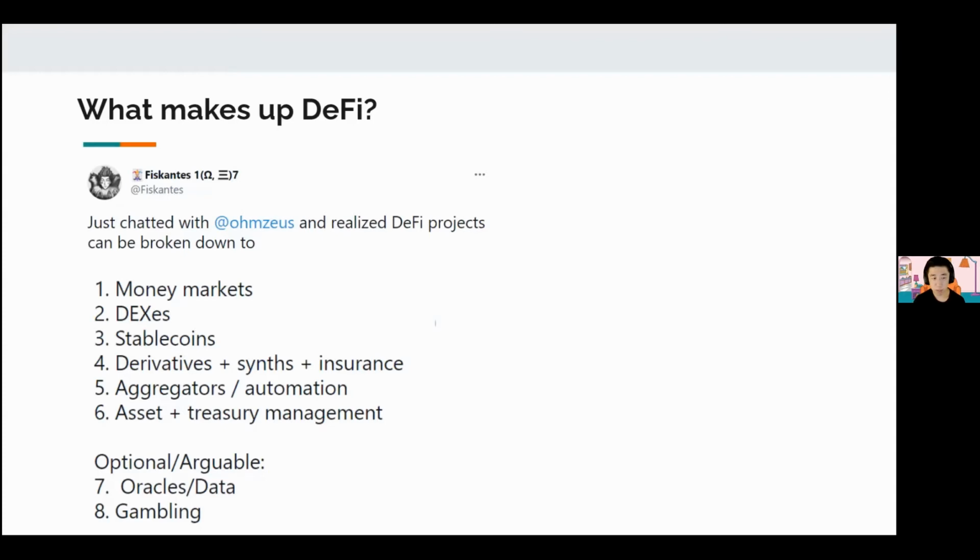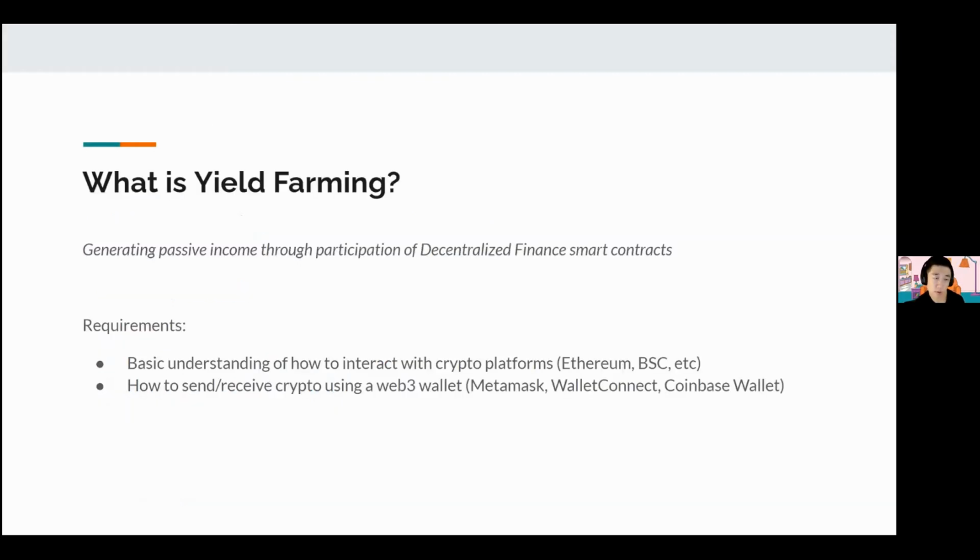And on number 8, there's a lot of gambling. People call it Ponzi-nomics, where you invest in certain coins and they don't really have a purpose of going up or going down. Those are the brief summary of the 8 categories within DeFi right now. Now, specifically for DeFi yield farming, what is that? Yield farming is basically trying to generate passive income through using these DeFi smart contracts.